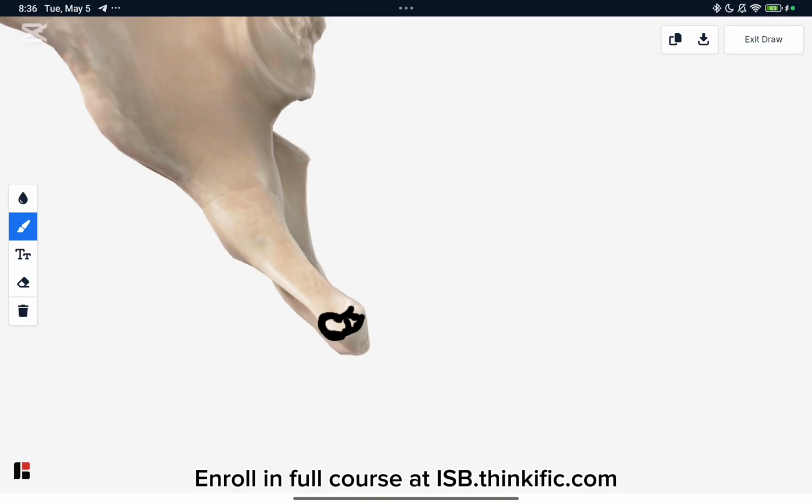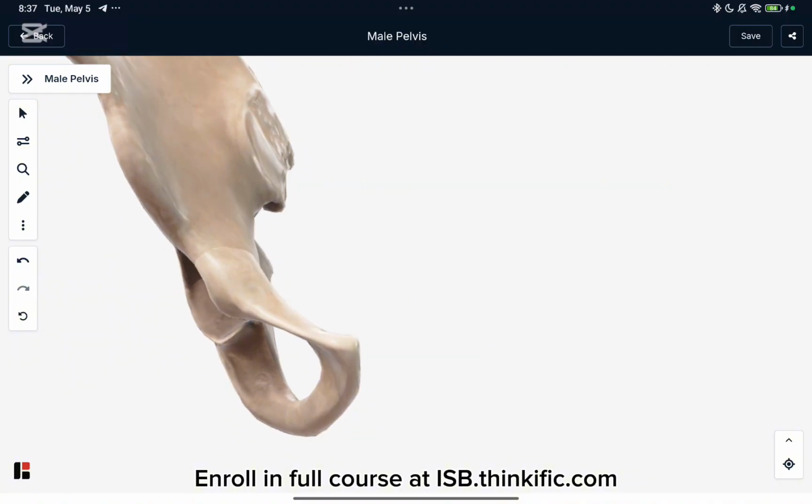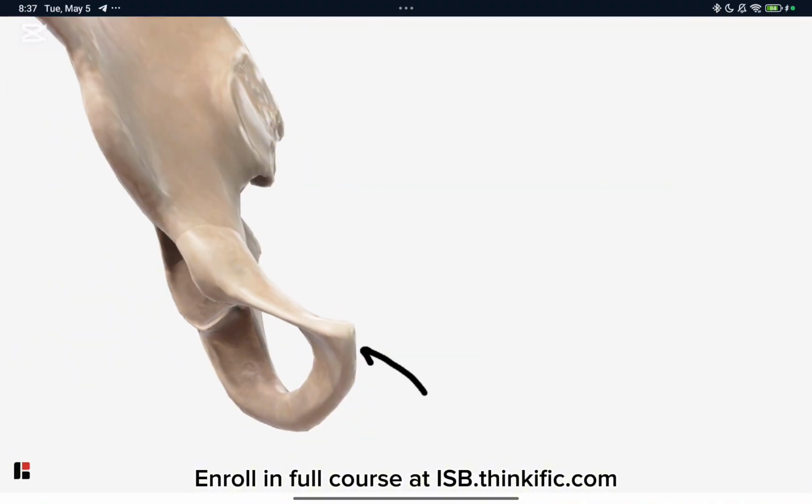Pubic tubercle. Is that right? And we know that the pubic tubercle is the site of attachment of the inguinal ligament. And the pubic crest forms the base of the external inguinal ring and the attachment site for the conjoint tendon. Do you remember in the abdomen, right? Conjoint tendon. Of course, the body of the pubis meets the other pubic bone here at the pubic symphysis, right?